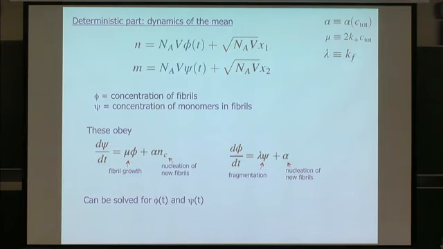So for example, the concentration of fibrils increases due to fragmentation with the fragmentation rate lambda. So this is the concentration of monomers in fibrils. And it also increases due to nucleation. And then the concentration of monomers in fibrils increases due to fibrils growing at the ends, and that's proportional to the actual number of fibrils. And it also increases due to nucleation. This is a nice set of equations because psi depends on phi and phi depends on psi. And it turns out you can solve those and you get this.